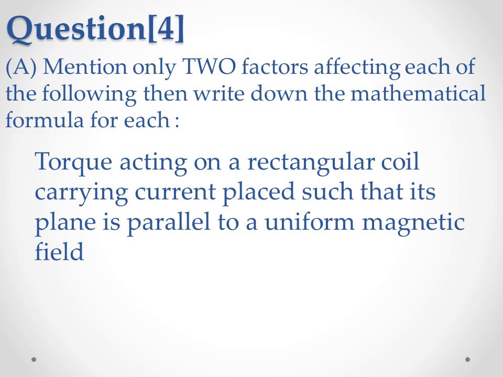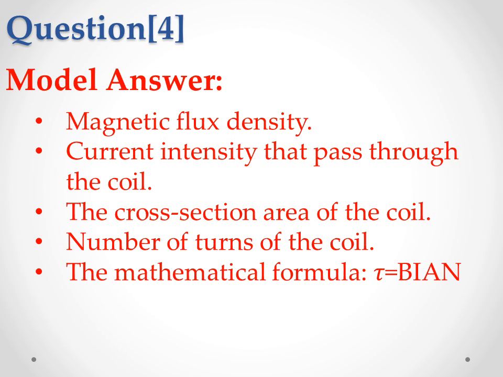Question 4. A. Mention only 2 factors affecting each of the following, then write down the mathematical formula for each. The torque acting on a rectangular coil carrying current placed such that its plane is parallel to a uniform magnetic field. Model answer. Magnetic flux density. Current intensity that passes through the coil. The cross-section area of the coil. Number of turns of the coil. The mathematical formula: torque equals B I A N.